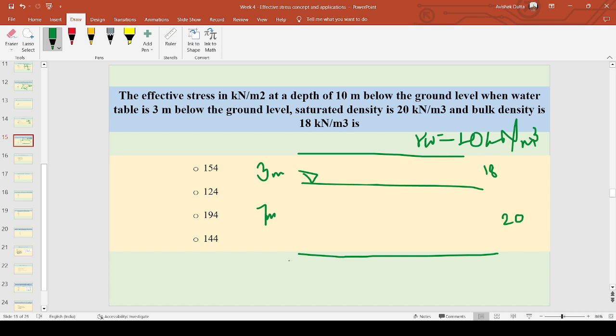So at this depth, what will be the effective pressure? The effective pressure will be first 18 into 3.